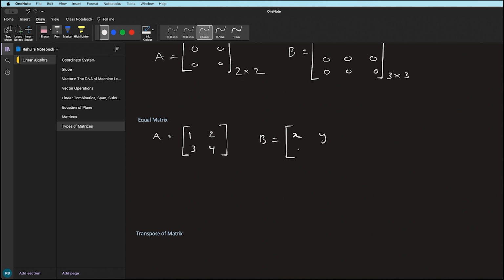X Y Z W. So in this case, you can see that both are 2 cross 2 matrices, so their order will always be the same. The first condition to satisfy the equal matrix is that the order of both matrices should be the same, and the corresponding entries should also be the same. So for example, x must be equal to 1, y must be equal to 2, z must be equal to 3, and w must be equal to 4. So this is the condition for the equal matrix.